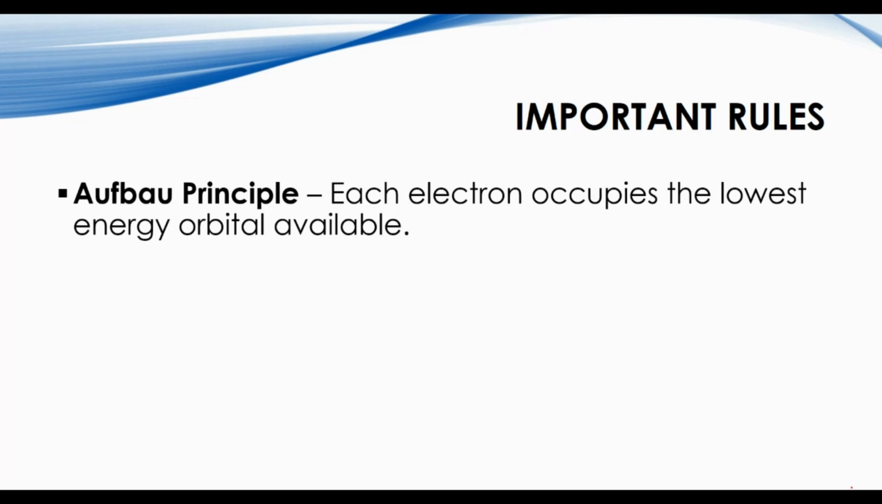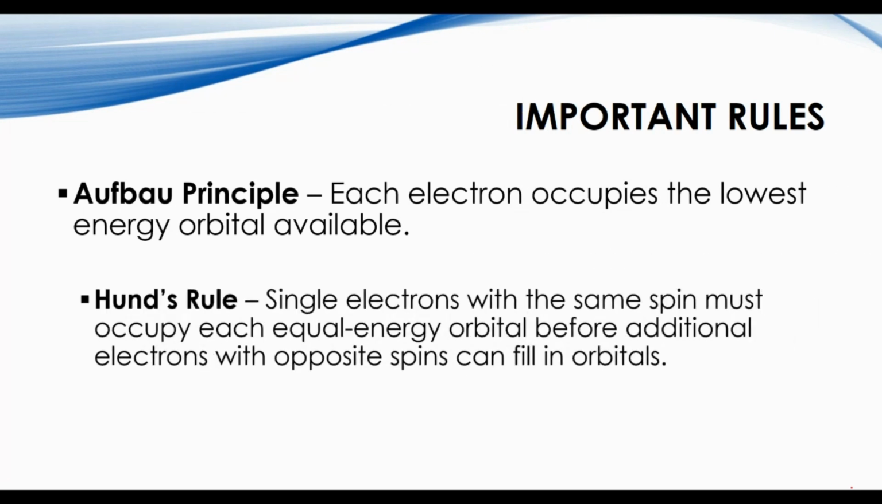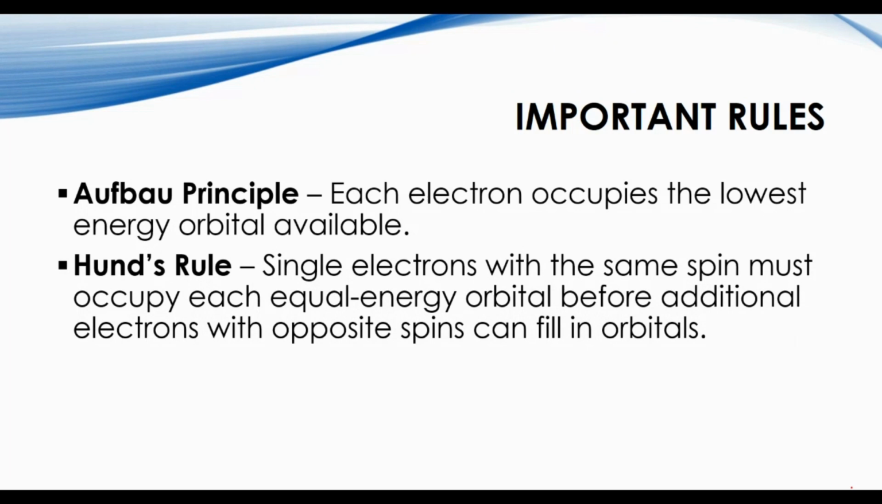Right here, we have the definition that each electron occupies the lowest energy orbital available. That means that we always have to go in order from lowest to highest energy level. Then we have Hund's rule. In his rule, he stated that single electrons that have the same spin must occupy the same type of energy orbital before moving on to the opposite spins. And like I said, we'll look at some examples in just a moment. But basically what this tells us is that we need electrons to be single, and then once we run out of energy orbitals, we need to start coupling them up.